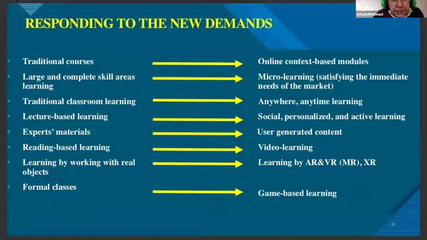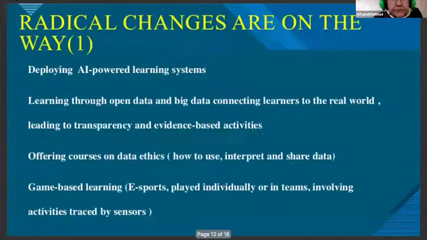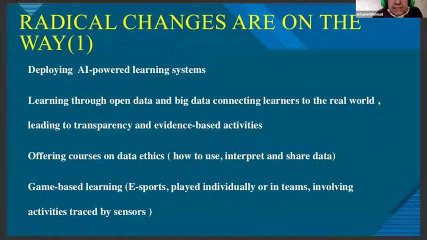We also see that experts' materials are replaced by user-generated content. In traditional universities, or even in third-generation universities, we had reading-based learning. But in the new generation of universities, we have video learning. We have learning by working with real objects replaced by learning by AR, VR, MR, and as you will see in a few minutes, XR. We see that formal classes are replaced by game-based learning. So these radical changes are observed in the new generation of universities, and they have to deploy artificial intelligence powered learning systems.